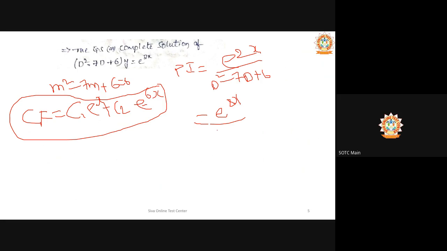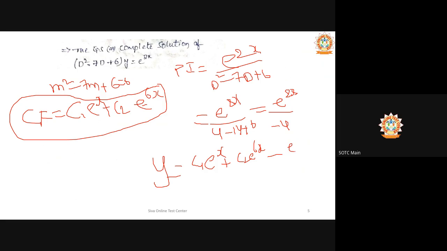What will become? 4 minus 14 plus 6. So what will become? Minus 4. e power 2x by minus 4. Very good. So now your complete solution y is equal to complementary function c1 e power x plus c2 e power 6x minus e power 2x by 4.